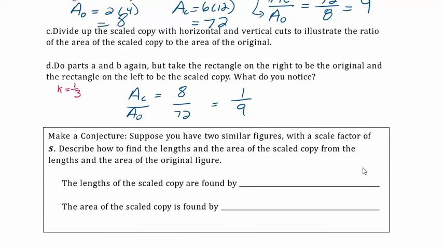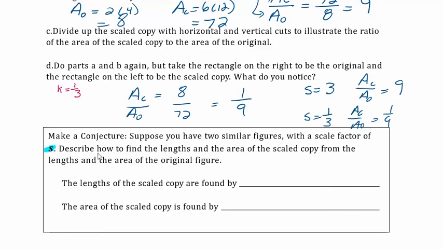Now start thinking about what is the relationship between the scale factor. Now here we're using S for scale factor, so that's fine. We can use S. If the scale factor was 3, the ratio of the areas was 9. If the scale factor was a third, the ratio of the areas was 1/9. What's the relationship here between the scale factor and the ratio of the areas? Did you figure it out?